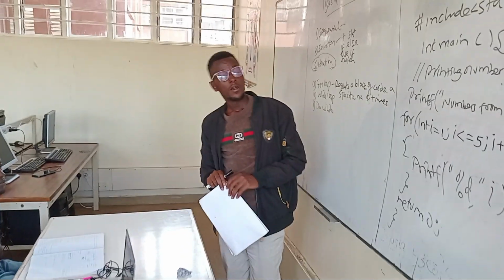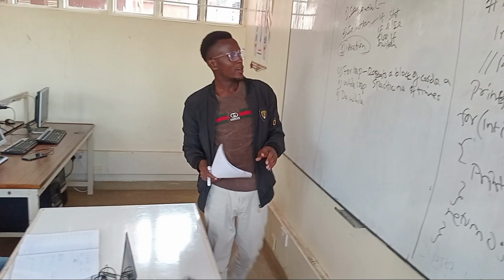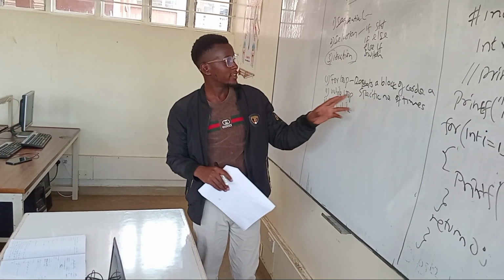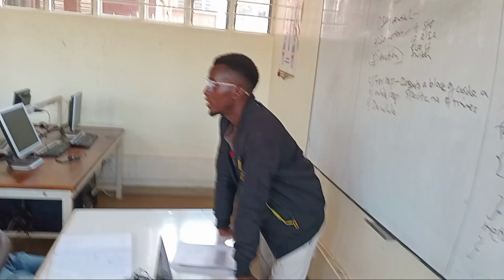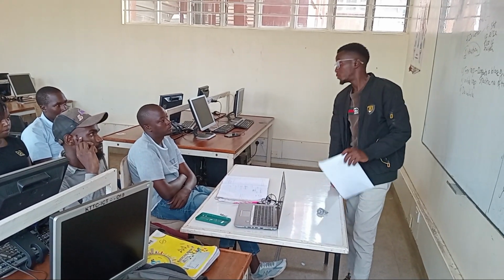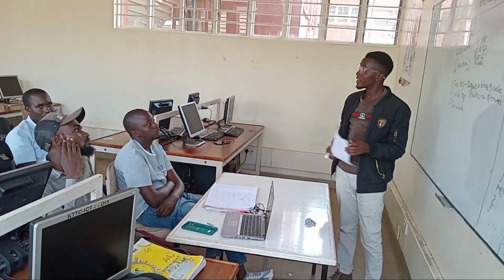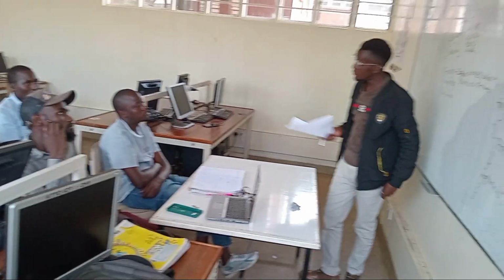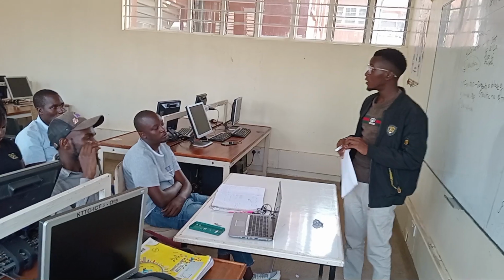So that is enough for today. I'll give you an assignment on the while loop. You go and read on the while loop, and then write a C program that will display the numbers from 1 to 10 using the while loop. Are we together? Yes. The assignment is to write a program to display numbers from 1 to 10 using a while loop.